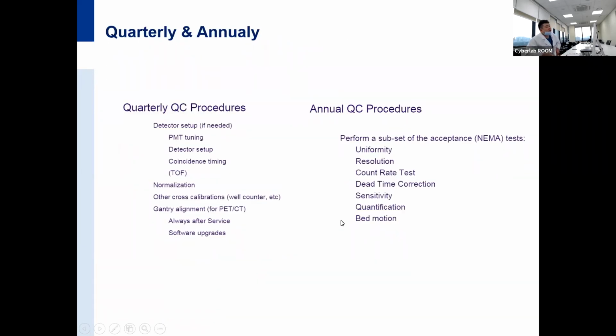We have a quarterly QC. The QC procedures are PMT tuning, detector setup, and coincidence timing. Coincidence timing is important because we have a TOF system, so it's very sensitive. During QC, the most important thing is the normalization, then cross calibration and gantry alignment. Annual QC procedures perform a subset of the acceptance tests: standardized uniformity, resolution, contrast test, and sensitivity.